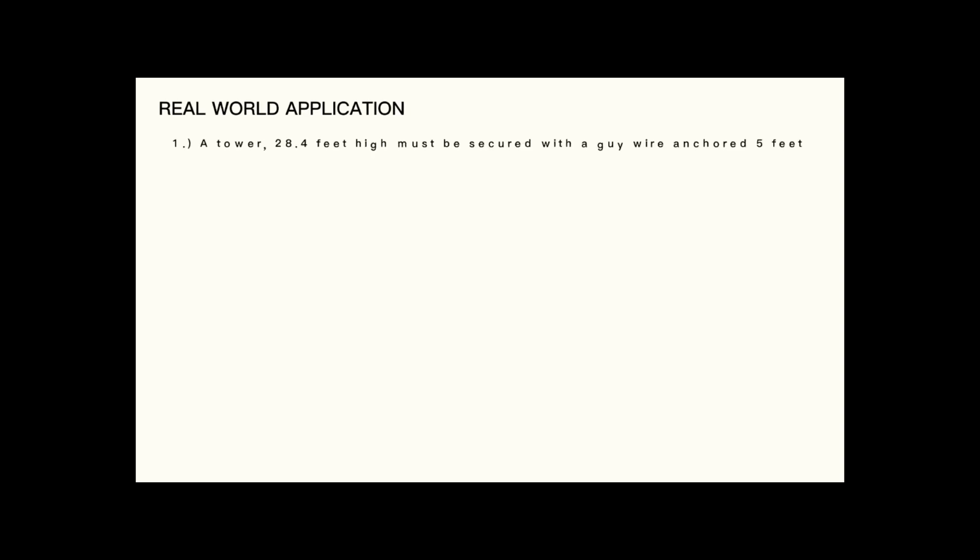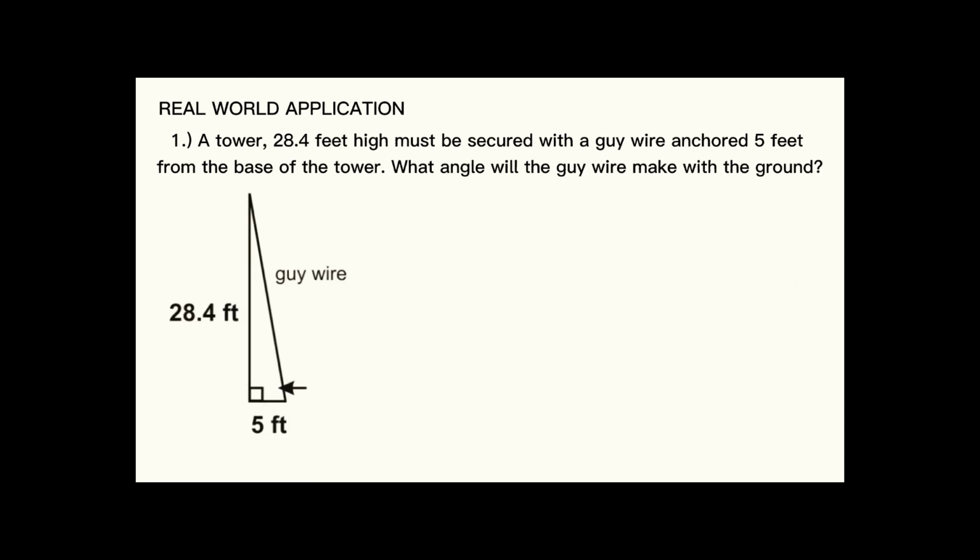And now let us use the inverse trigonometric functions in a real-world application. Problem. A tower 28.4 feet high must be secured with a guy wire anchored 5 feet from the base of the tower. What angle will the guy wire make with the ground? Previously, we learned about SOHCAHTOA, so now we can already determine what function we should use. In the problem, we are given the opposite and adjacent sides, so we can use the inverse tangent to find the angle the guy wire makes with the ground.